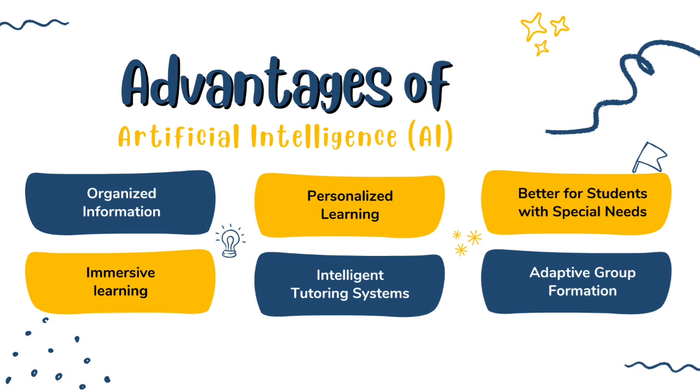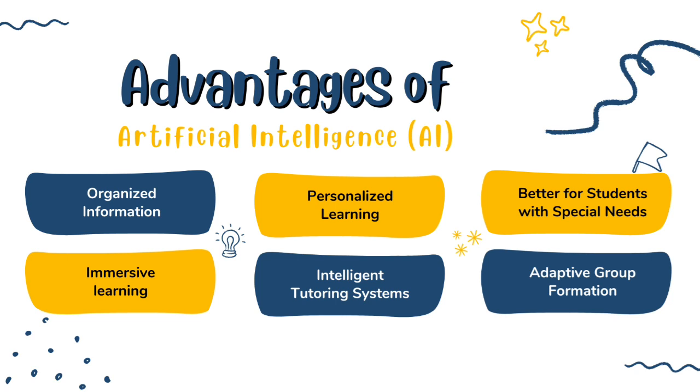Second, personalized learning. Artificial intelligence is changing the landscape of education. This change can be seen through personalized learning, which uses information from student data to create individualized lessons and activities for students based on their needs and interests.